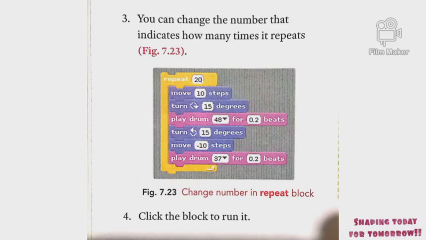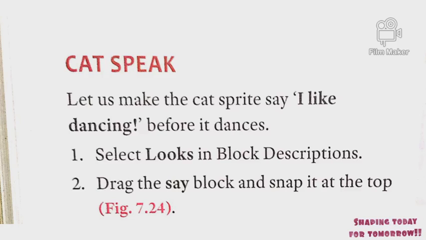Okay, now the next topic is cat speak. Let us make the cat sprite say "I like dancing" before it dances. So students, we can make our cat sprite speak also. Here the sentence that we are choosing is "I like dancing."